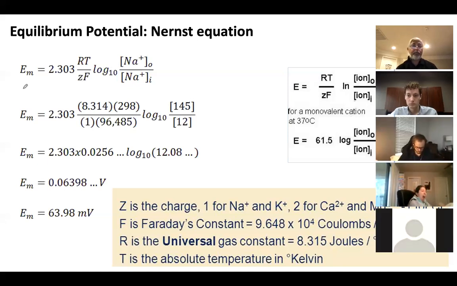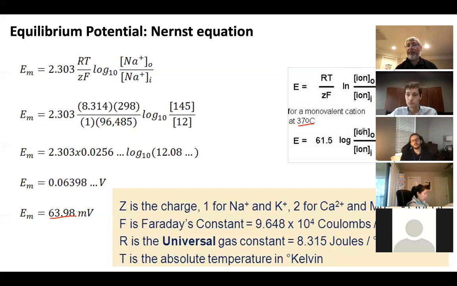It's like that. And then log 10 of, you put the number sodium in and sodium out, then it will give a value of about 63.98 millivolt. It's a plus, okay? Now, if we simplify the calculation for a positive ion at 37 degrees, you can simplify the equation into 61.5 log ion out by ion in.